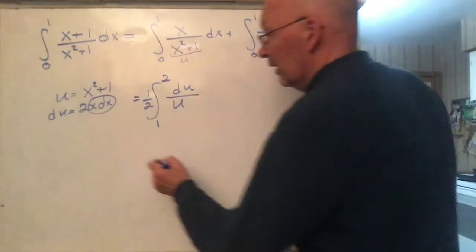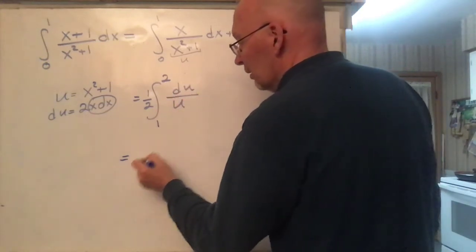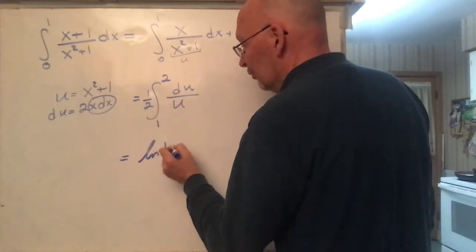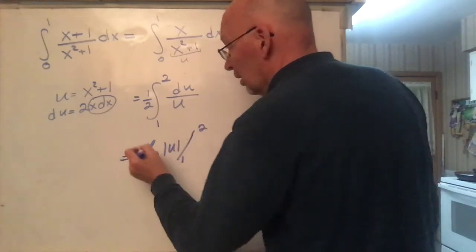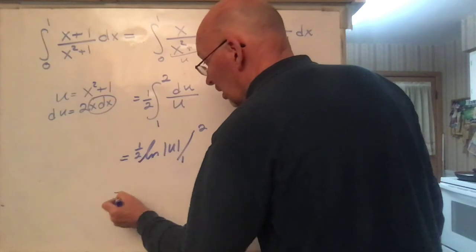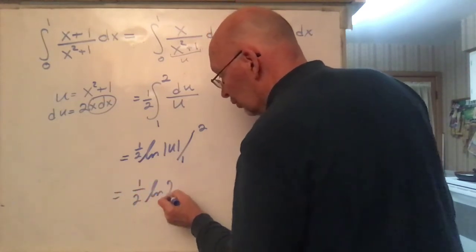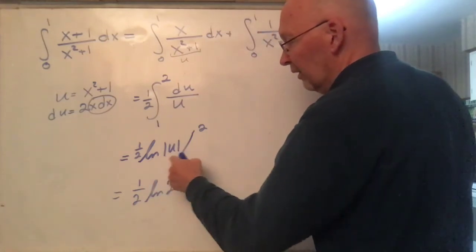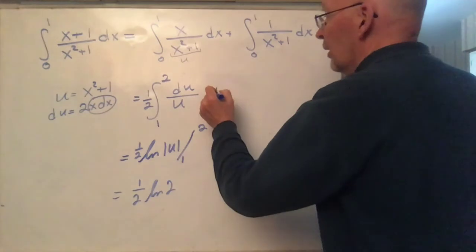So let's go ahead and finish this one up. This is going to be the ln of the absolute value of u from 1 to 2, which is going to be 1/2 the ln of 2 minus the ln of 1. The ln of 1 is just 0. So this is all this part right here. And now, what about this part?